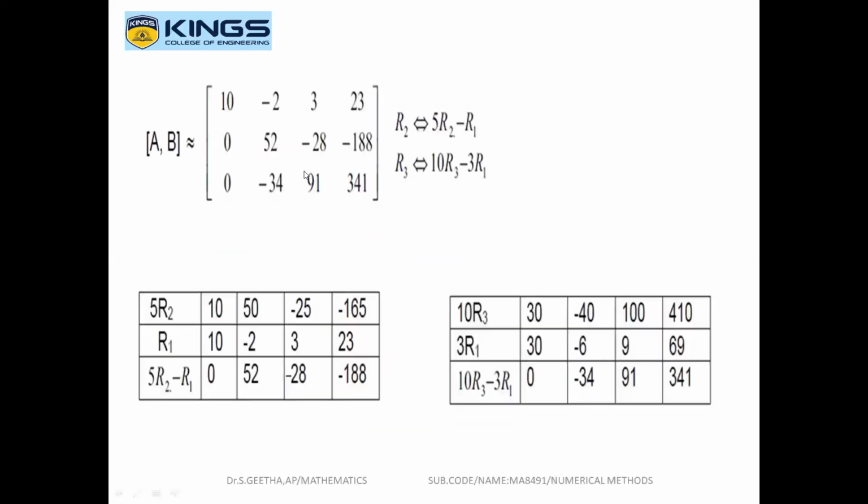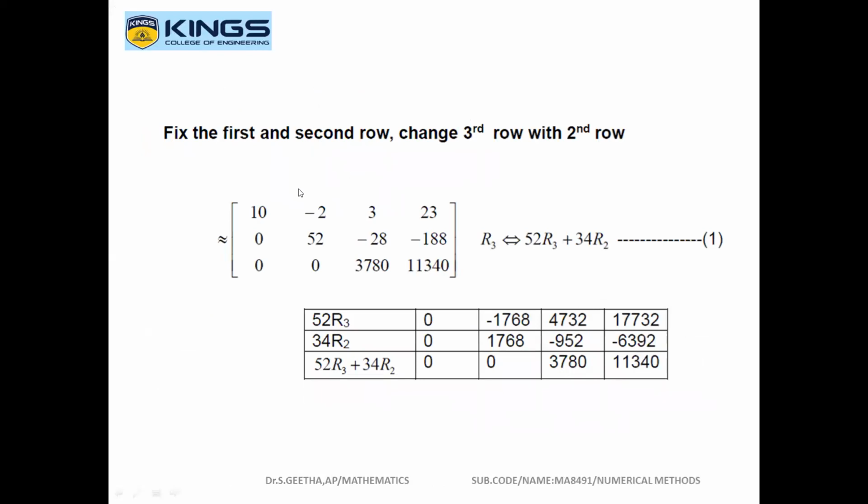Now, the third row, second column element is to be changed. We have to convert this element to 0. For this, we fix the first and second rows and change the third row. For R3, we use the elementary transformation 52R3 plus 34R2. We multiply row 3 by 52 and row 2 by 34. By adding these two, we have 0, 0, 3780, 11,340.